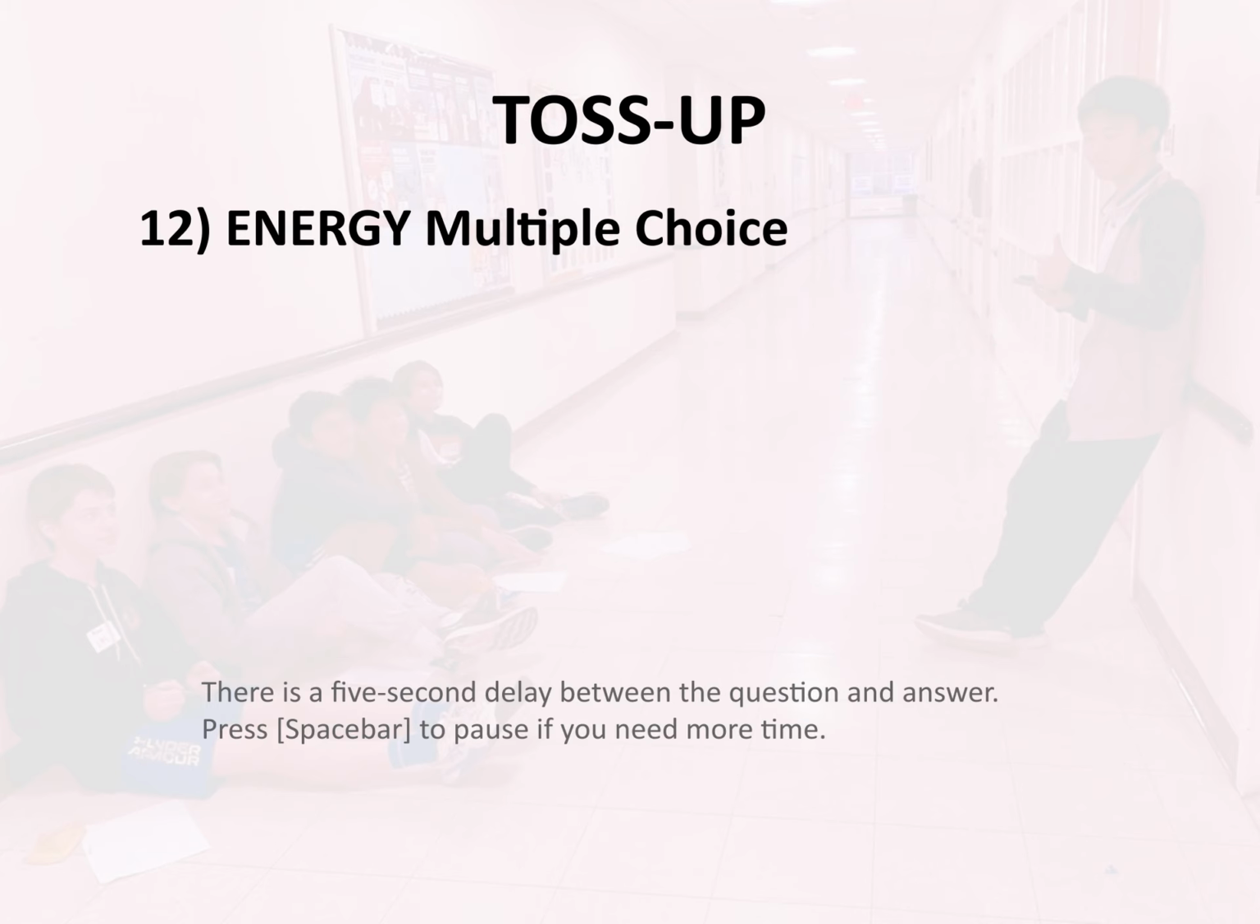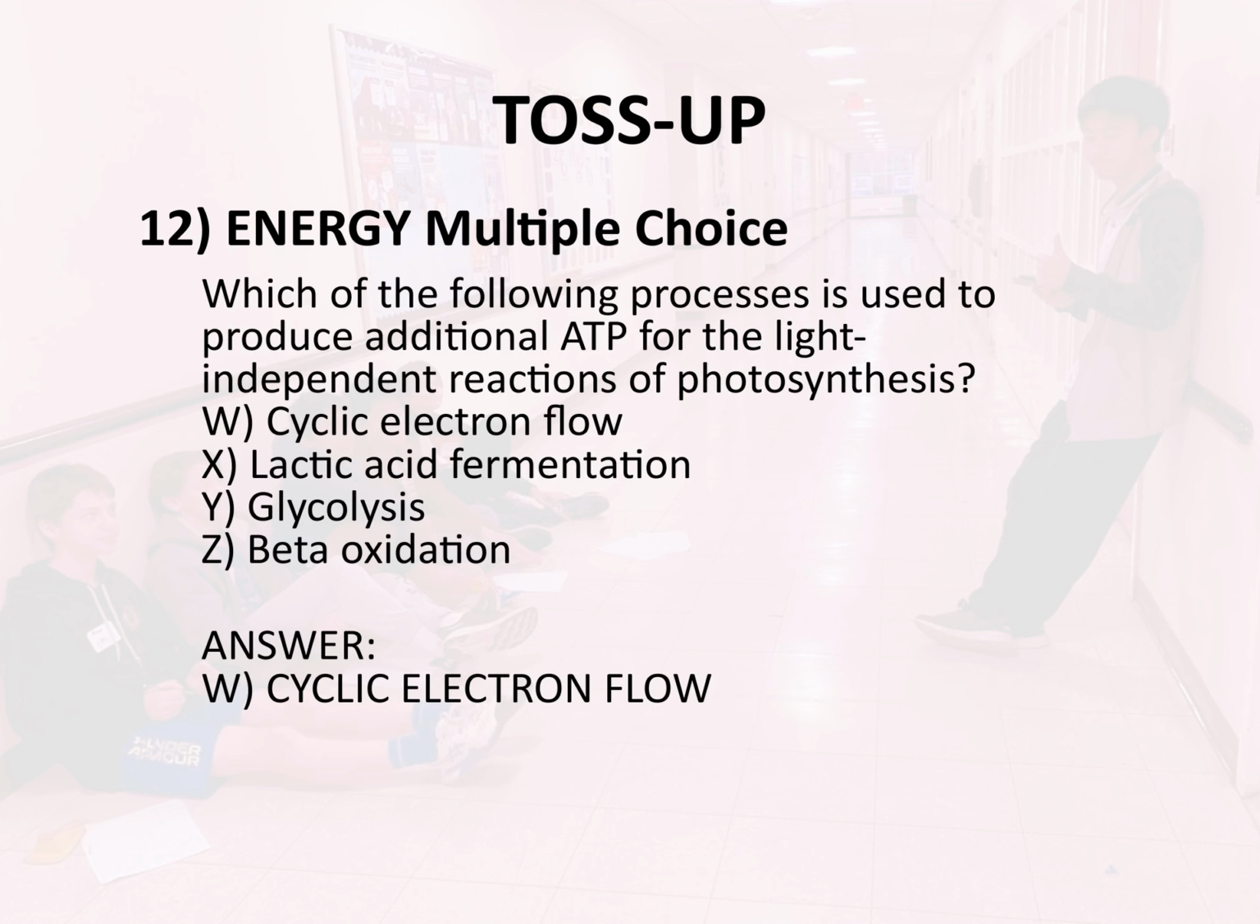Toss-up 12. Energy multiple choice. Which of the following processes is used to produce additional ATP for the light-independent reactions of photosynthesis? W. Cyclic electron flow. X. Lactic acid fermentation. Y. Glycolysis. Z. Beta oxidation. Answer. W. Cyclic electron flow.